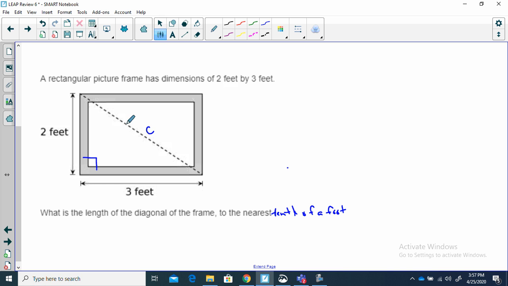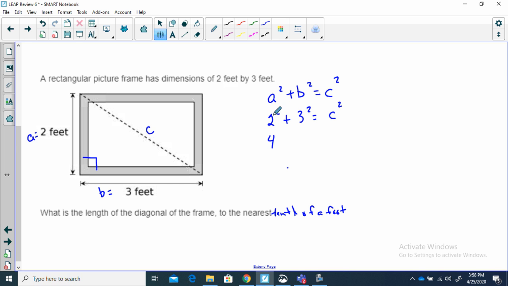So to find the side, I'm going to use Pythagorean theorem. A squared plus b squared is equal to c squared. I'm looking for c squared. Doesn't matter which one of these is A and B. C is across from the right angle. It's the longest side. In this case, A would be 2, so it's 2 squared. B is 3, so that's 3 squared. C is what we're looking for.